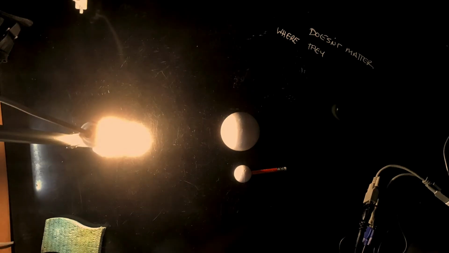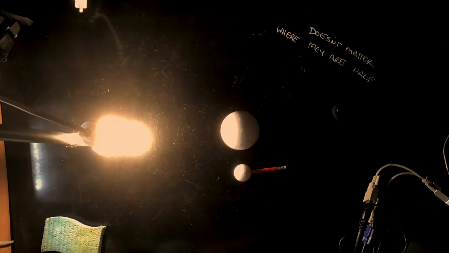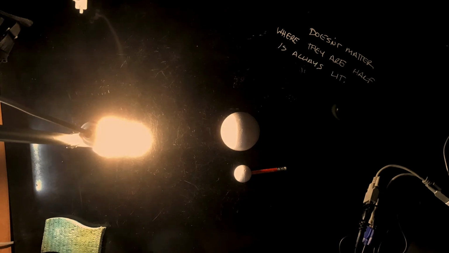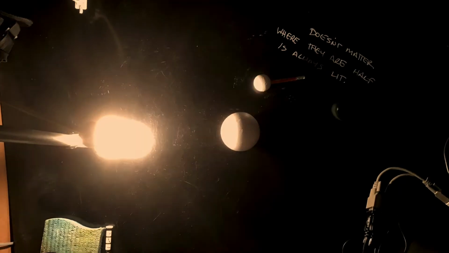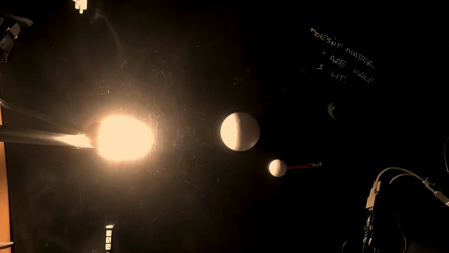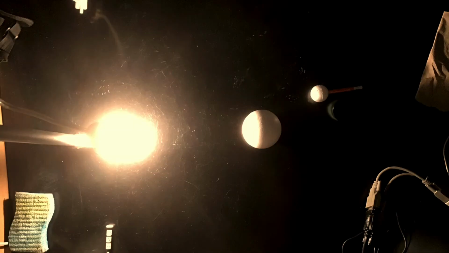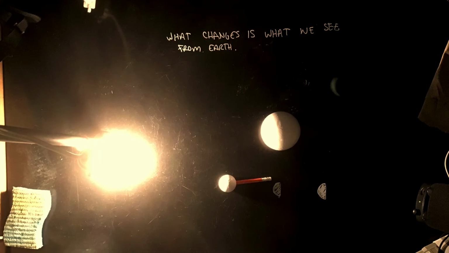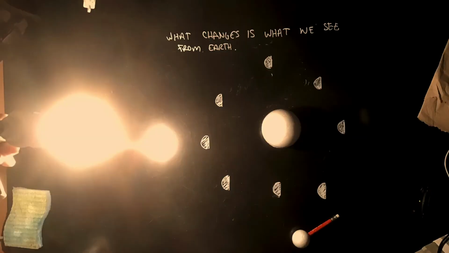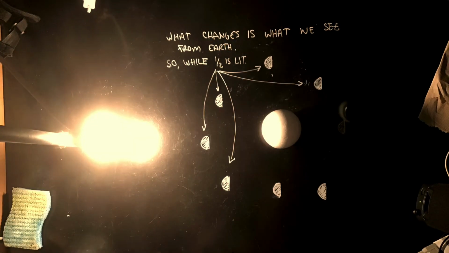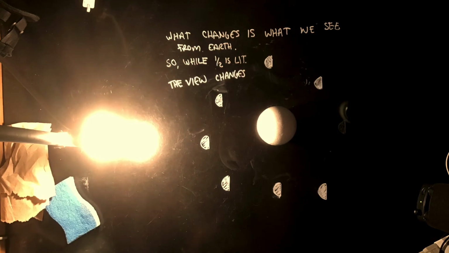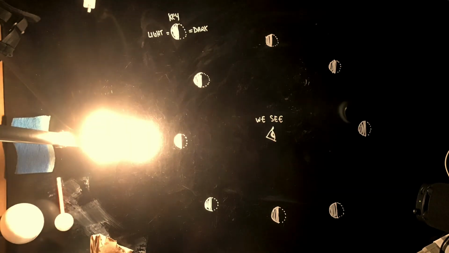Doesn't matter where that moon is while it's going around the earth, half is always lit up, but what we see is a little bit different. We don't always see the full half being lit up. So what changes is the perspective. While half is always lit, what we see from Earth is different.